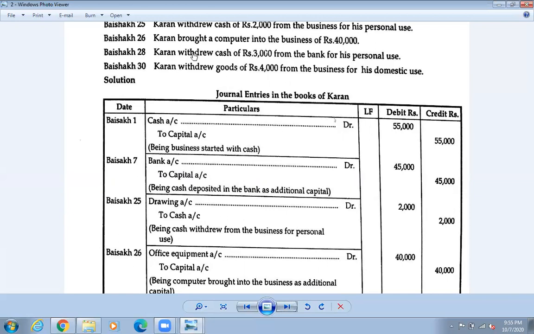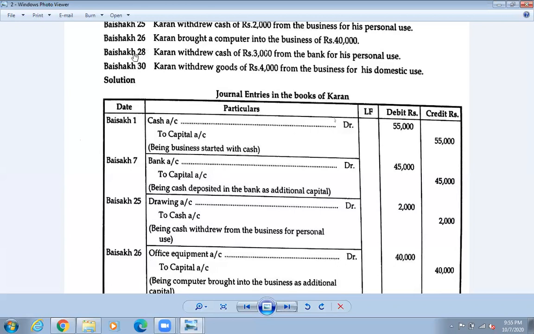So next one, office instrument, that means computer is coming in. That means what has come? Computer. Office instrument equipment is coming. So that is DR, and it is for the business. So we need to write down capital. To capital 40,000. You need to write down the description: being computer bought into the business as additional capital. You do not need to write 'as additional capital'.